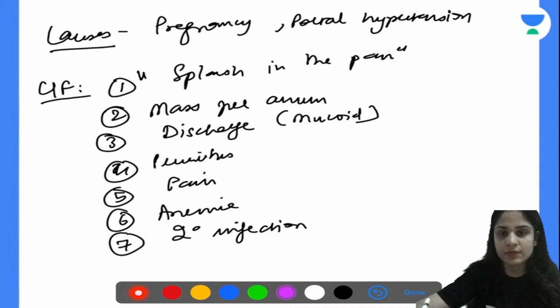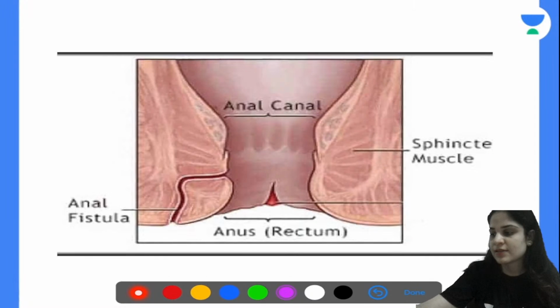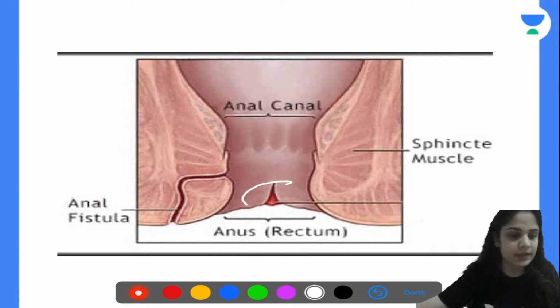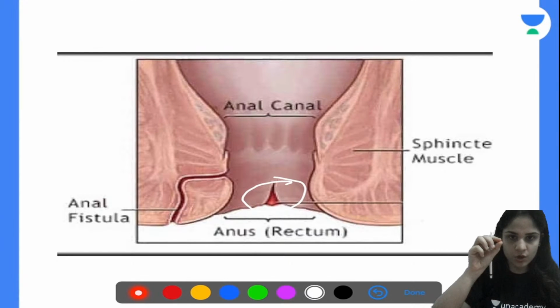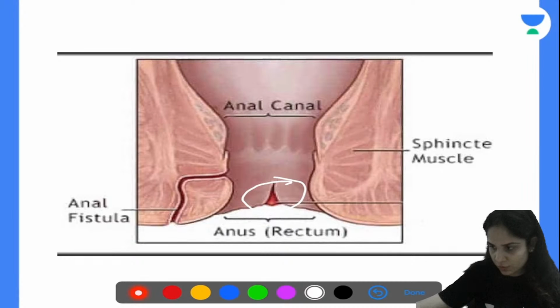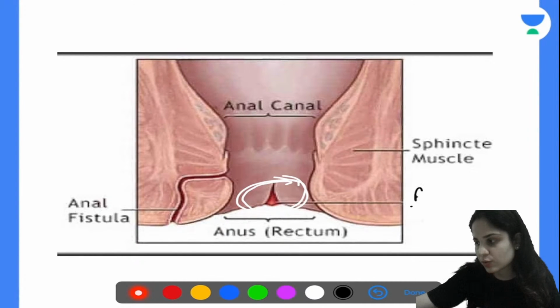Now next we can move on to the next disease, and that is this. So what is it? It is nothing but fissure in ano. Can you see this part over here? You can see the skin over here is broken, and you see a small ulcer that is present over here in the broken skin. Okay, so what is this ulcer that is present in the broken skin called as? This is called as fissure in ano.